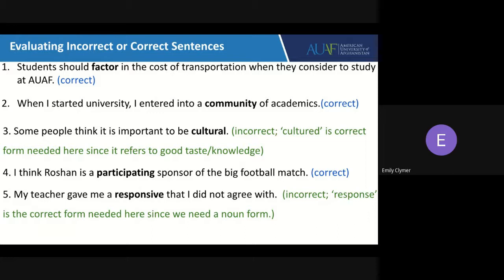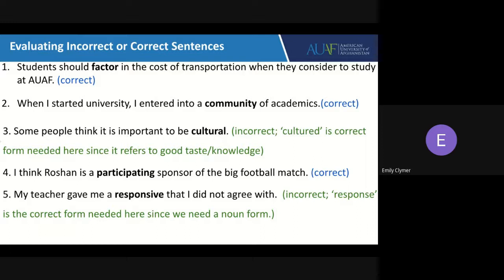Number four, I think Roshan is a participating sponsor of the big football match. Yes, we can see here participating as an adjective means to be involved in an event. And then number five, my teacher gave me a responsive that I did not agree with. So here it's incorrect. Response is the correct form needed because we needed a noun form.